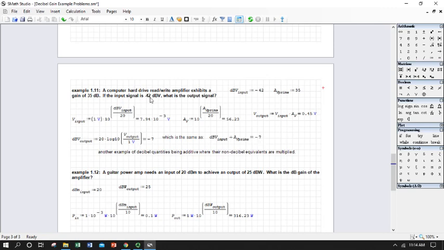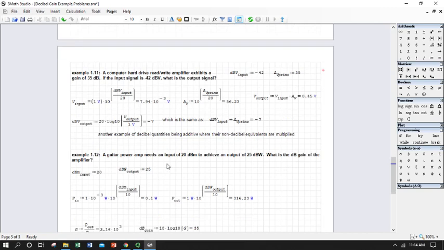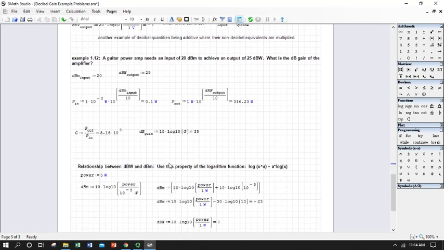And that's probably why somebody expressed their input signal as negative 42 dBV instead of as 8 millivolts, because they could get their output voltage in dBV by just adding the voltage decibel gain rather than going through all of these conversions. Okay, good application of properties of logarithms.